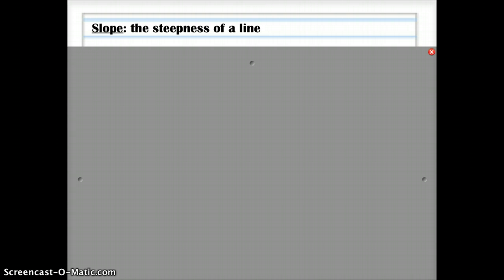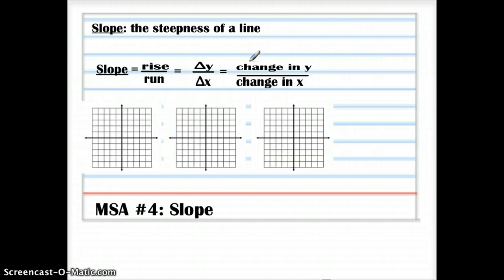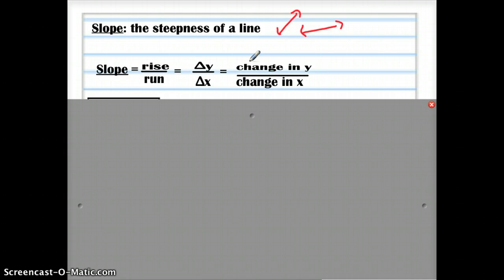A line that was like this would have a greater slope than a line that was like this, more flat. Here are 3 ways to think about slope, or it's really 2 in just notation, but slope is rise over run. Rise is how far you're going up or down. Run is how far you're going right or left. Slope is always rise over run, and that's rise divided by run.